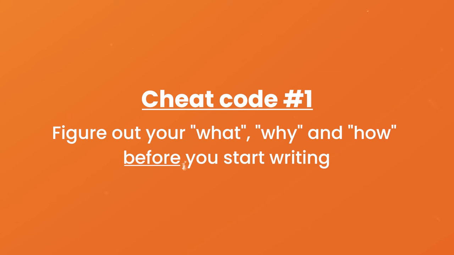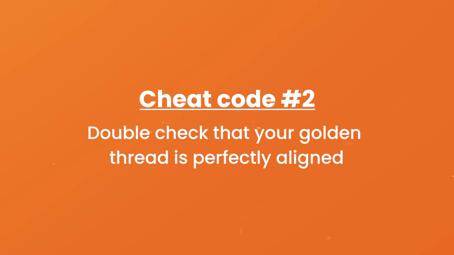All right, so we have covered quite a bit of ground here. So let's just quickly recap on these four cheat codes for writing your proposal. Number one is, as we said, you want to pin down the what, the why, and the how before you start writing. In other words, flesh out your research idea, flesh out what you're planning to do before you start writing that proposal. Number two, you want to double check that your golden thread is perfectly aligned. So this is your research aim, your research objectives, your research questions. You want to make sure that all those things are nice and tightly aligned, that they're all pulling in the same direction.